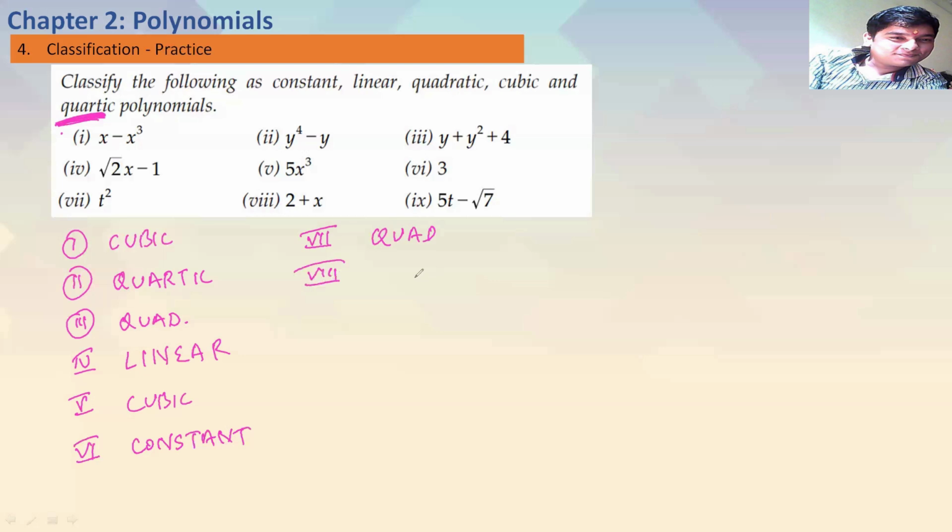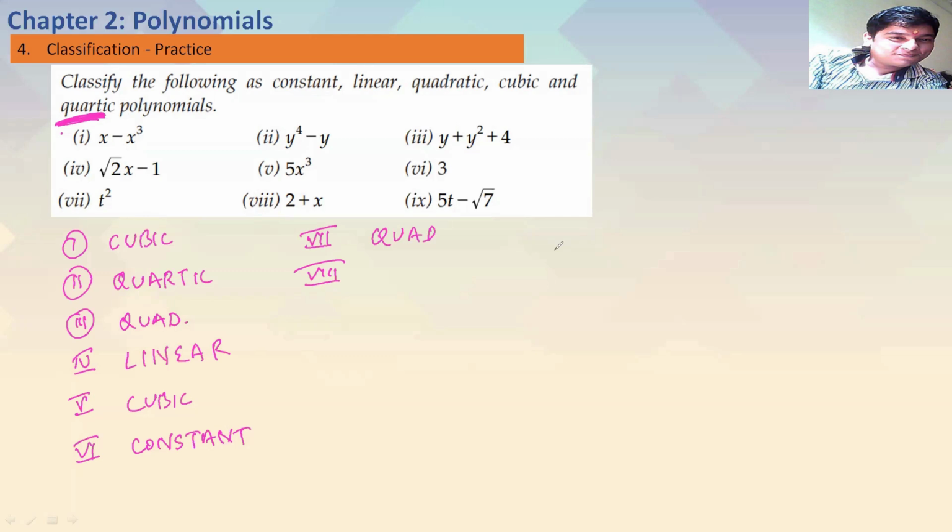2 plus x. So what will you say for 2 plus x? You think I've just explained it. I need an answer from you. 2 plus x, what is the highest power? Try to make it standard. Do it on paper. Standard means highest power to lowest power, and it must have the missing terms also, if there are any. I don't think there are any missing terms.